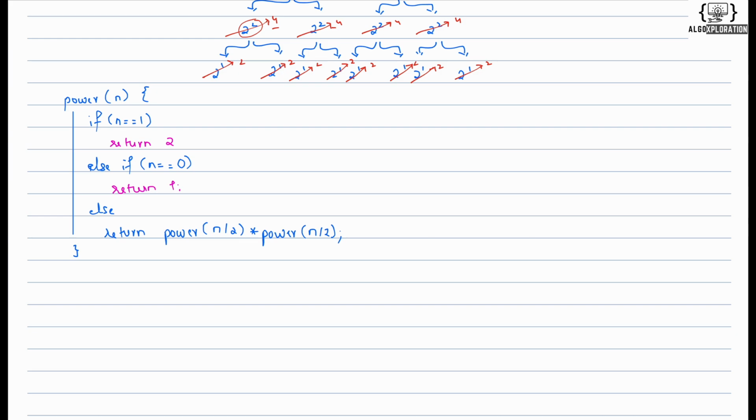Okay, but here there is a glitch. Let's say the value of n is 5, so 2 raised to the power 5. This will divide 5 by 2, taking only the integer value, so 5 by 2 is 2. This will be 2 raised to the power 2 and again 2 raised to the power 2, so 2 raised to the power 1 each, which is 2, 2, 2, and here also 2. This will be 4, this will be 4.